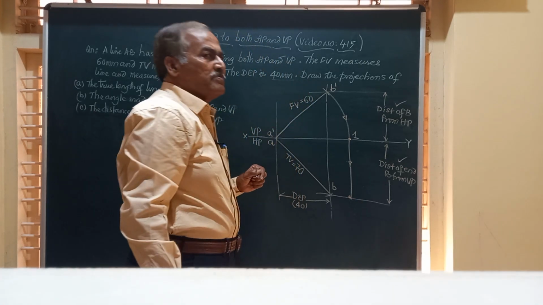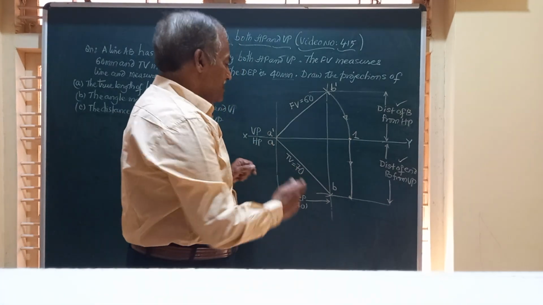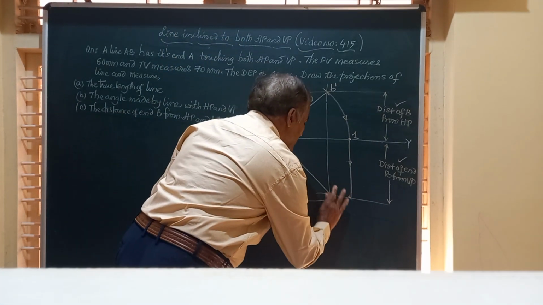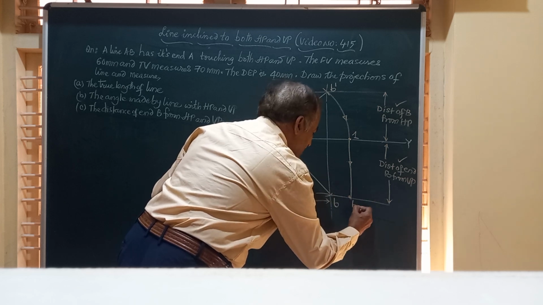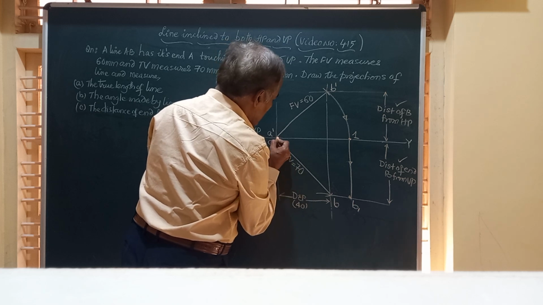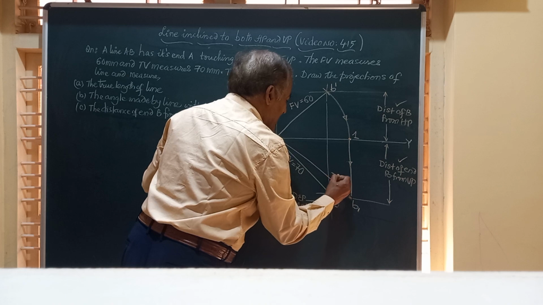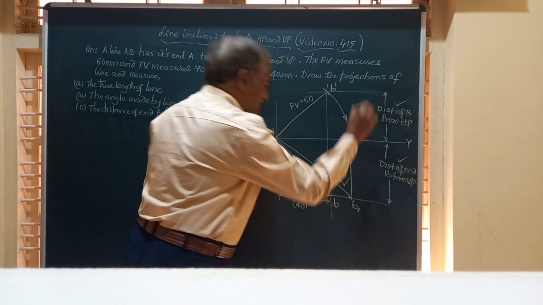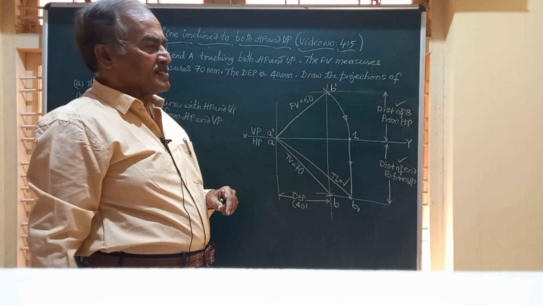Friends, you remember that I have taught in many of the previous videos that B and B1 should lie on the same line. So this is your point B1. And if you join A and B1, friends, this will give you the true length of the line. So this can be measured. We can keep a scale between these two and find out the length.